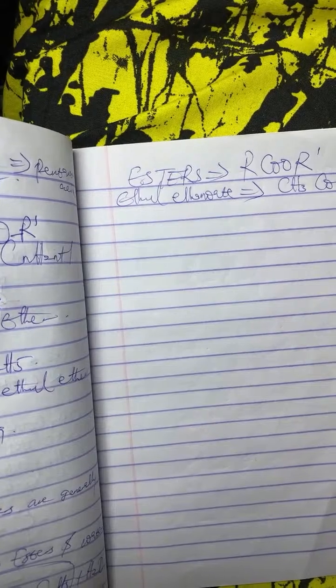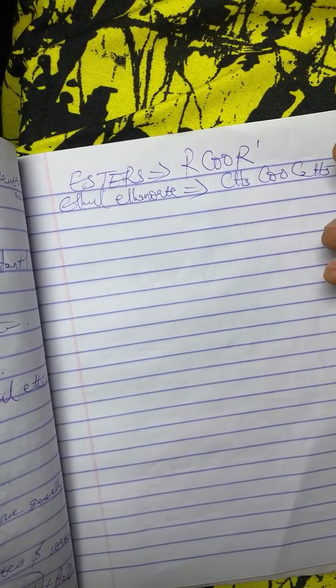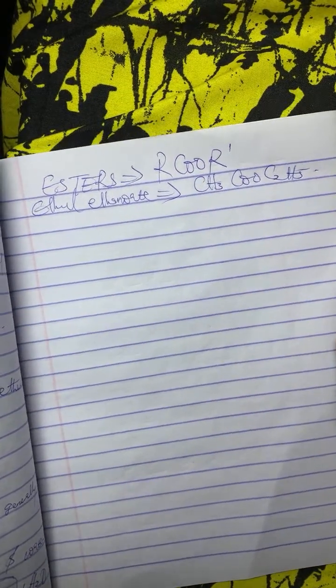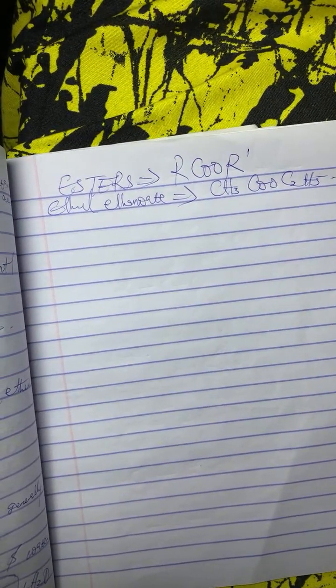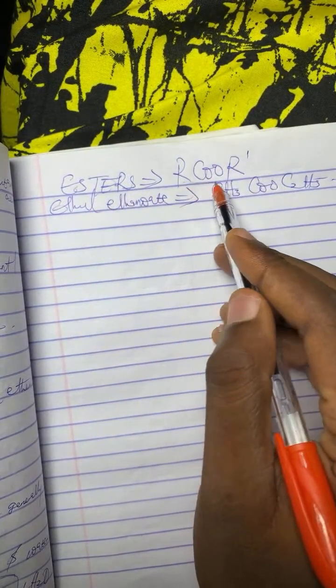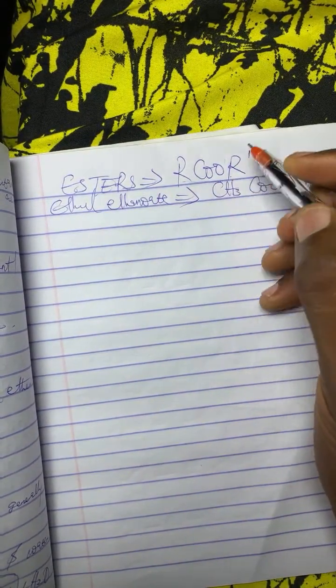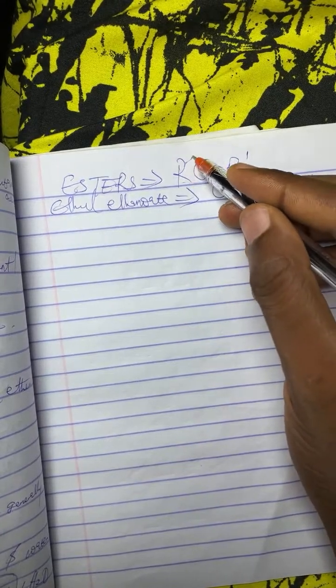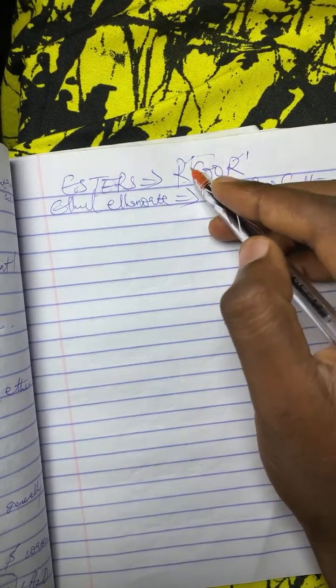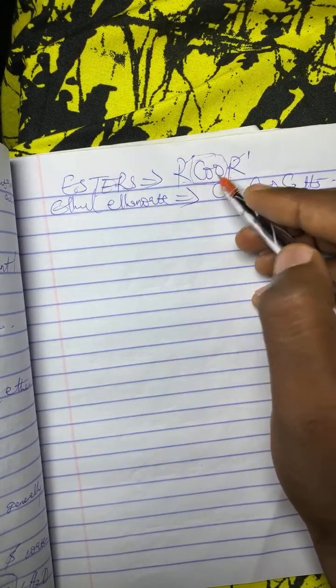I want to teach you how to name these particular esters, or alkanoates. Now look up. Remember that esters are RCOOR prime, and I told you that R is an alkyl group. So what comes in between these two alkyl groups is COO.